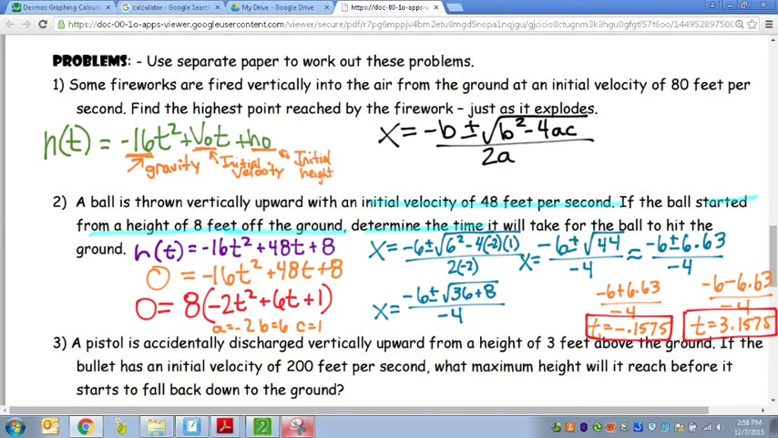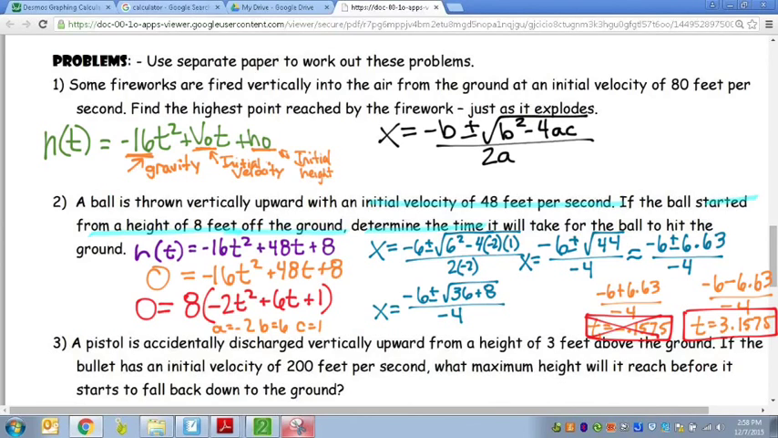In real life, can I have negative time, right? Can I ever go back in time? So, unless you show me the sorcery you're using, we're going to go ahead and make the assumption that negative time does not exist. So, we're going to go ahead and cross out the negative answer. So, the only true answer is the positive 3.1575. So, how long will it take for the ball to hit the ground? 3.1575 seconds is how long it will take.